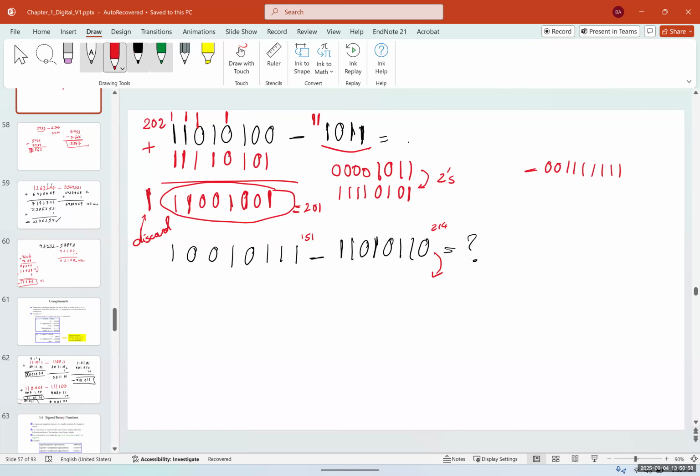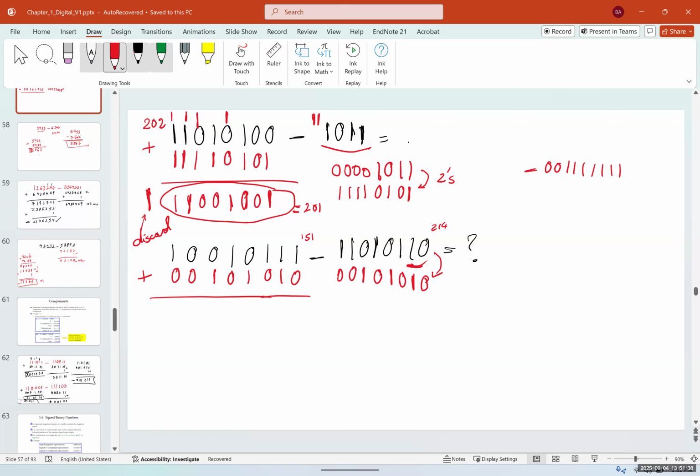So for the second number, we would find the 2's complement. This would be 0, 1. So we keep the first 0 and the first 1, and then the rest is going to be replaced, all the zeros with 1s and all the 1s with 0s. Now we would add the first number to the complement of the second one. There's going to be 0, 0, 1, 0, 1, 0, 1, 0. Am I correct?